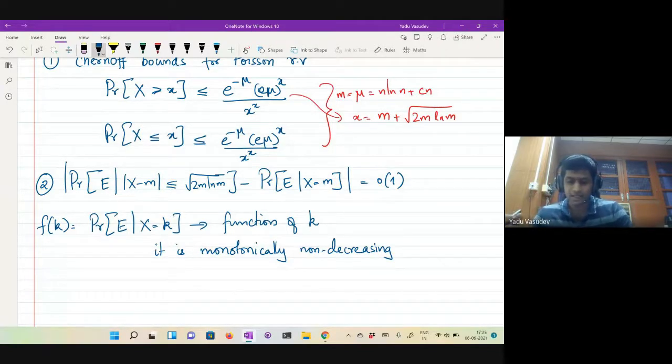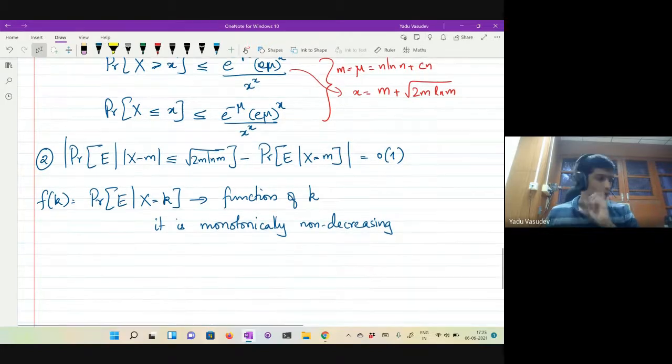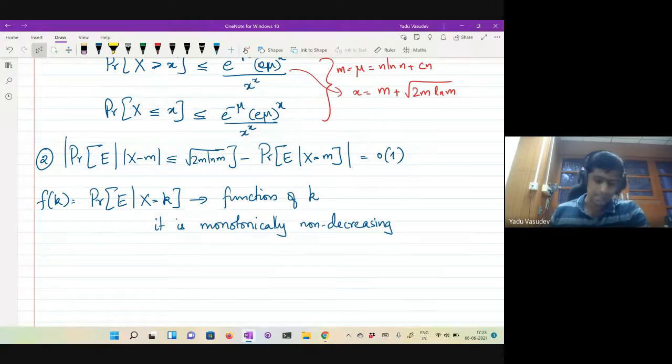So since we are working with this balls and bins situation, where your balls are being thrown into the bins and you're looking at the number of non-empty bins, the probability of the event cannot decrease as you throw more and more balls. If you think of this probability as a function of the number of balls in the bins, then that is a non-decreasing function. So what this means is that you can write the following inequality.